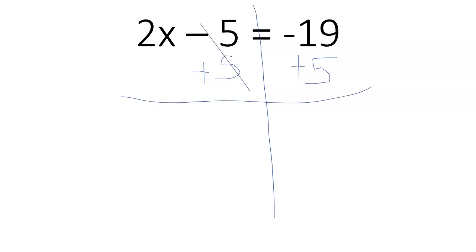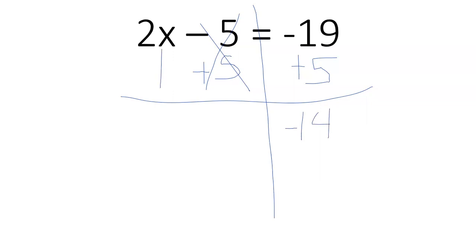That gives me, these 5's are gone. Fare thee well, because -5 plus 5 is 0. And that's why we do the opposite, because it equals 0. -19 plus 5 is -14. If you don't know how to do negatives, use your calculator.